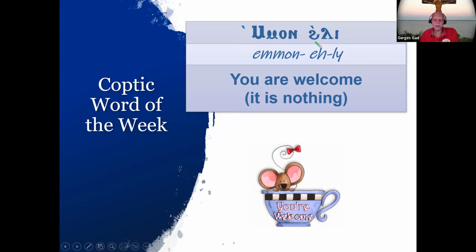This letter we didn't take yet. This is the Hori, which is the H sound and also has a jinkim on it. So this is E. And then this is the letter we learned today, the Loula, which is an L, and Yota. So this is Ehli. So Emmon Ehli, Emmon Ehli. Literally, it means it is nothing. So when somebody says thank you, you're basically saying, don't worry about it, it's nothing, which means you are welcome. Any questions about the Coptic?